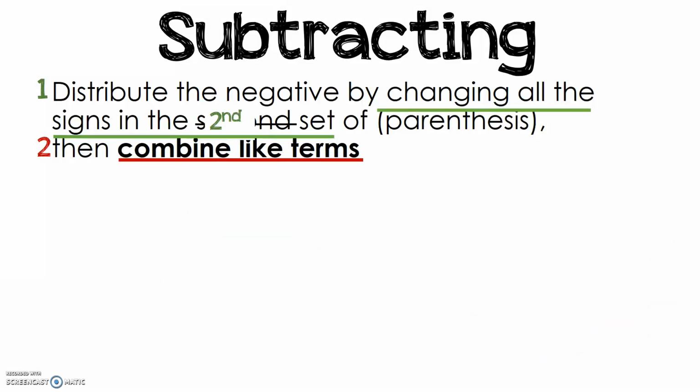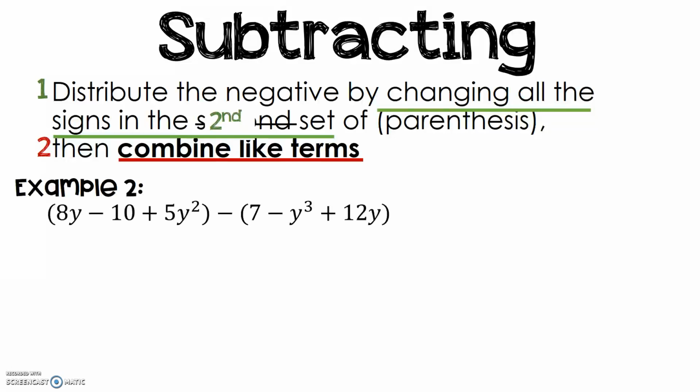You'll notice at the top we have the same instructions, same set of rules. We're going to go ahead and use this example too. 8y minus 10 plus 5y squared minus 7 minus y cubed plus 12y. We're going to flip the signs of our entire second polynomial, put a plus sign in parentheses around it so that we can convert it into adding.